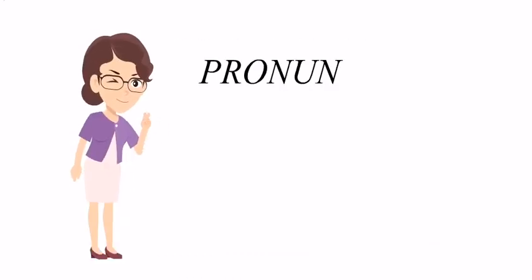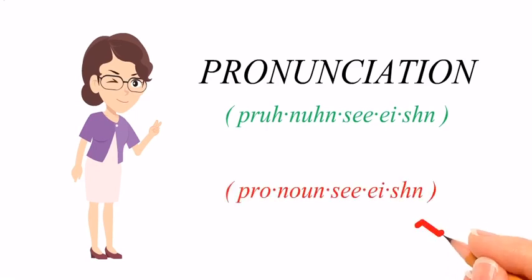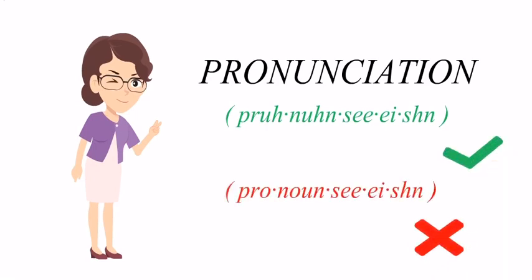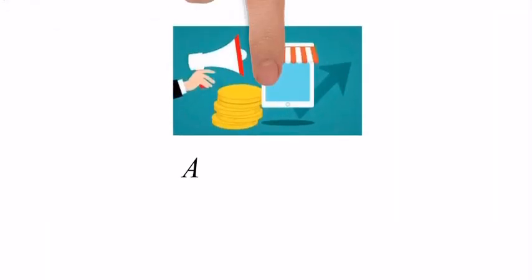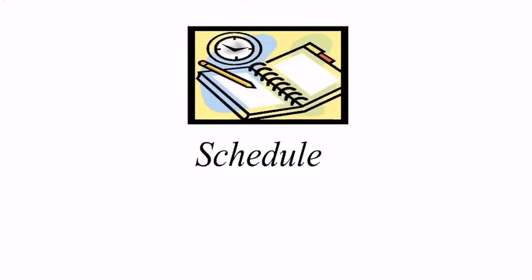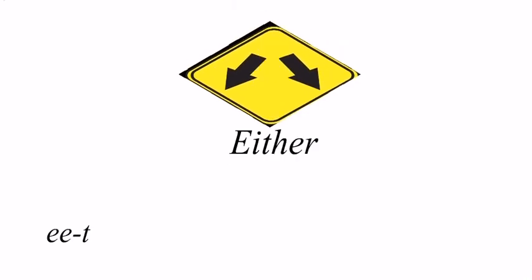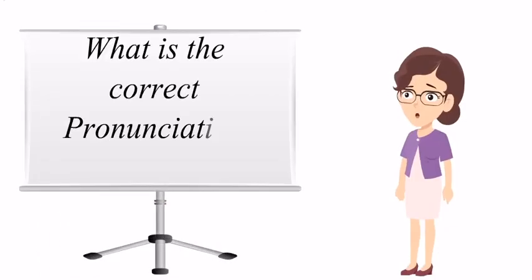And today's video is all about pronunciation. Not pronunciation. So yeah, it's pronunciation. We Indians are quite confused with the correct pronunciation of certain words. Like, is it advertisement or advertisement? Is it schedule or schedule? Is it either or either? So much discussion over the correct pronunciation, right?